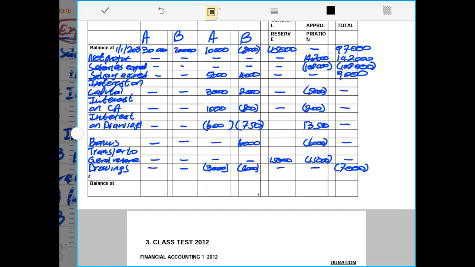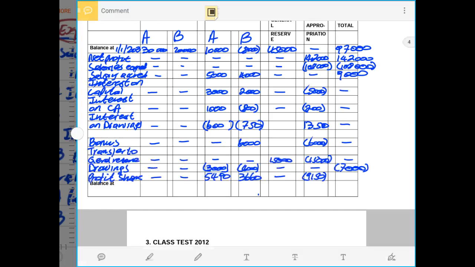Then the last part is the profit share, which is the share of profit. Profit share for partner A was 5,490, and the profit share for partner B, we recorded that to be 3,660, and that will be the total of 9,150 in the appropriation account column.